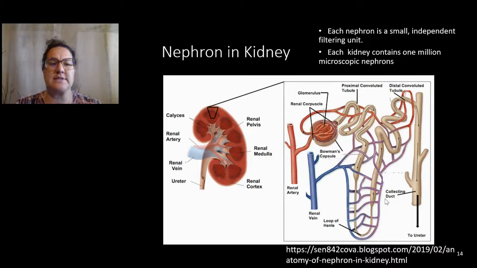So each nephron is a small, independent functioning filtering unit, and there's over 1 million nephrons in each kidney. It allows blood to be filtered out for components to be moved from the filtrate back into the blood, from the blood back into the filtrate to maintain homeostatic balance in our system.